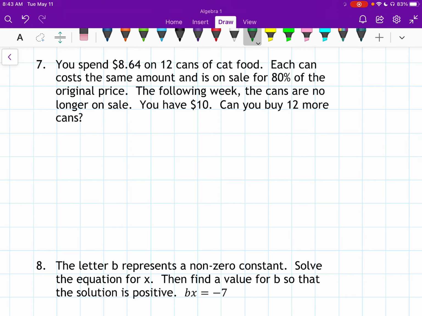So we all get the scenario here. You go to the store, you go to Walmart, you buy 12 cans of, I don't know, green beans or something. And the green beans are on sale for 80% off the original price, so they're 20% off. And you're able to buy them for $8.64. The next week you go back and it turns out they're not on sale. And while you're standing there in the grocery aisle, you want to know, how many can I buy? Am I able to buy 12 or can I only buy 10? You know, how many am I able to buy?